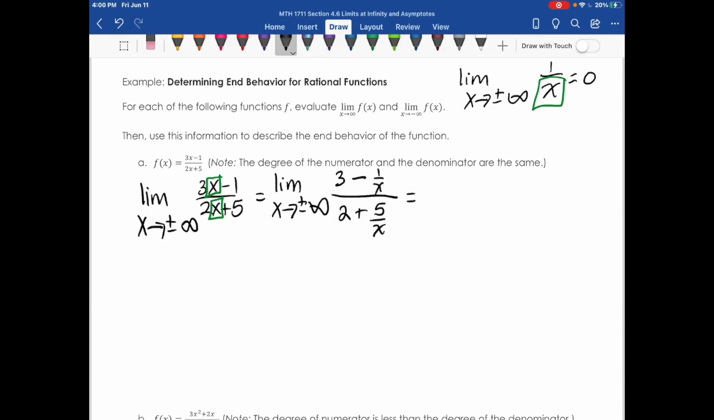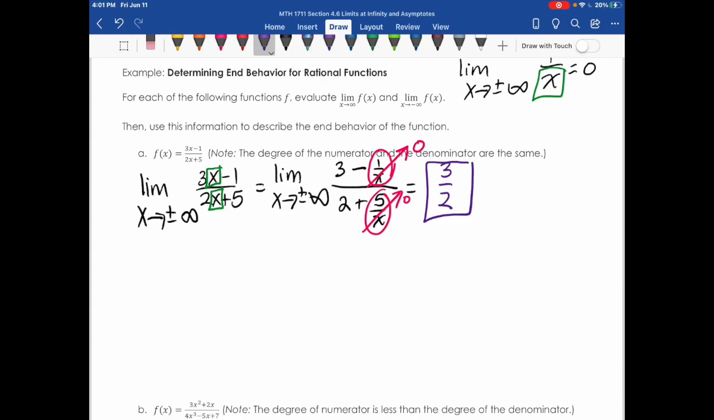When I find the limit as x goes to infinity, if you notice, everything is either a constant or has an x in the denominator. So when I take the limit as x goes to infinity, this limit is 0. This limit is 0. And I'm left with 3 halves, because on the top I have 3 minus 0, and on the bottom I have 2 plus 0.